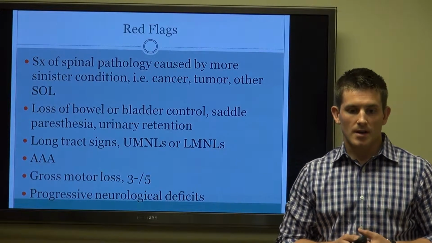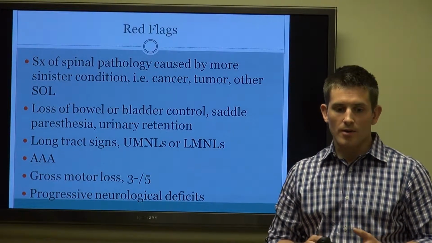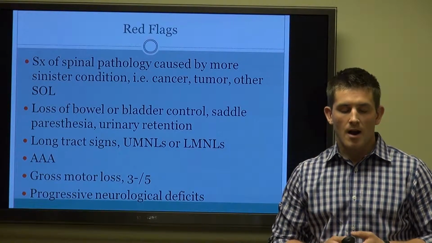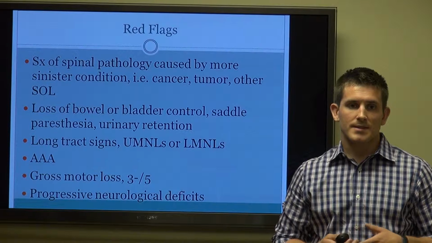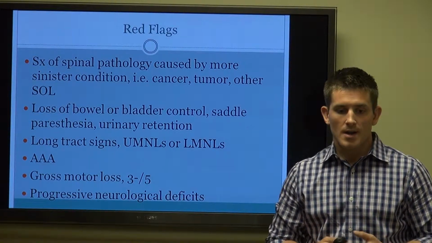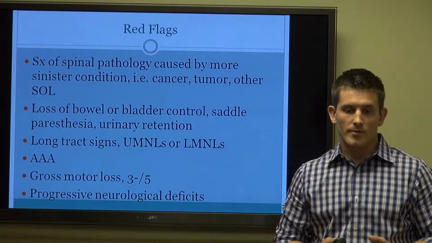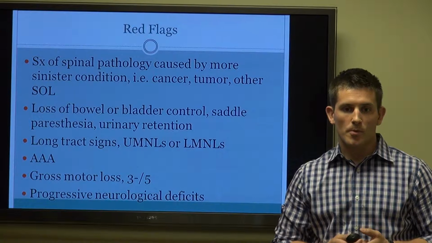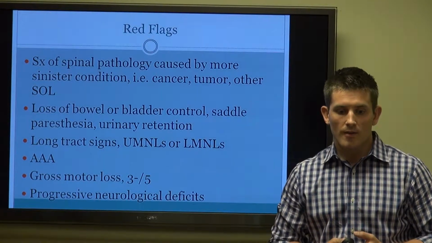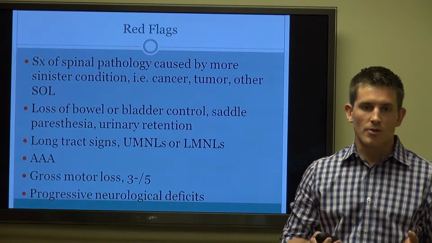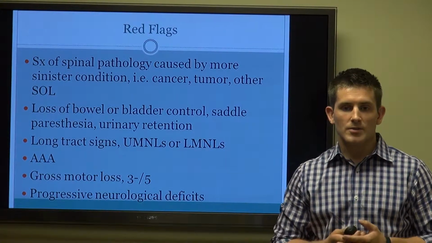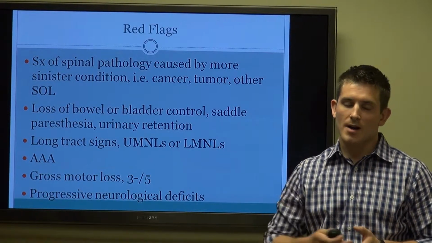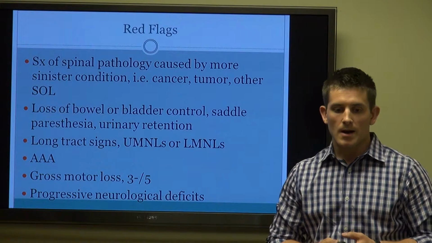So red flags, of course, are any symptoms of spinal pathology that are caused by more sinister conditions, cancer, tumor, or some other space-occupying lesion. We're looking for loss of bowel or bladder control, saddle paresthesia, or urinary retention. Of course, we want to check our long tract signs. We're looking for upper or lower motor neuron lesions, history of AAA or presentation suggestive of a AAA. Of course, gross motor loss. We generally use the criteria 3/5 in terms of strength, and progressive neurological deficits that are either outside our scope of practice or not responding to the treatment.